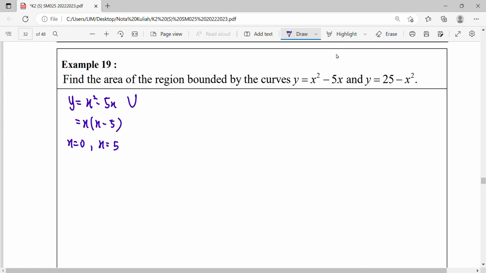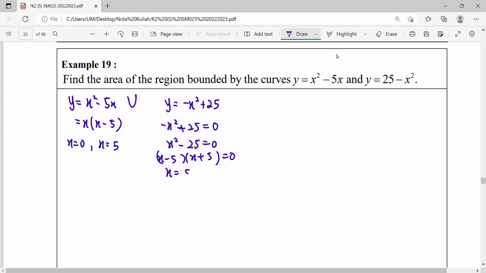Meanwhile, for the other one, negative x squared plus 25, let us factorize this and find the roots. We can let it equal 0. When you let it equal 0, you can notice that this is (x minus 5)(x plus 5). So your roots happen at 5 and negative 5. So one is a smile, one is a frown.